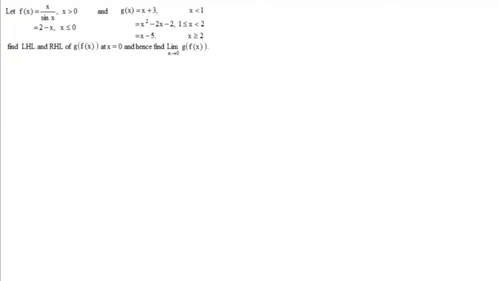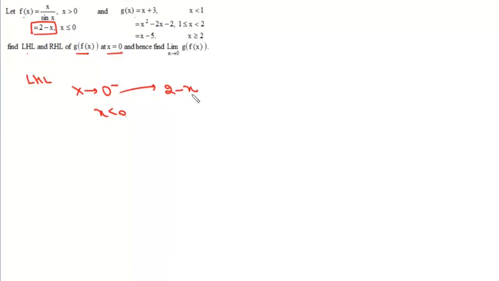Now for this question, we are given two functions f(x) and g(x), and we need to find left hand limit and right hand limit of g of f(x) at x equals 0, and hence find this limit x tends to 0, g of f(x). Now if we look at left hand limit, left hand limit at x equals to 0 is x tends to 0 negative. Now x tends to 0 negative means x is less than 0, and if x is less than 0, then f(x) is going to take this definition. So it'll go to 2 minus x.